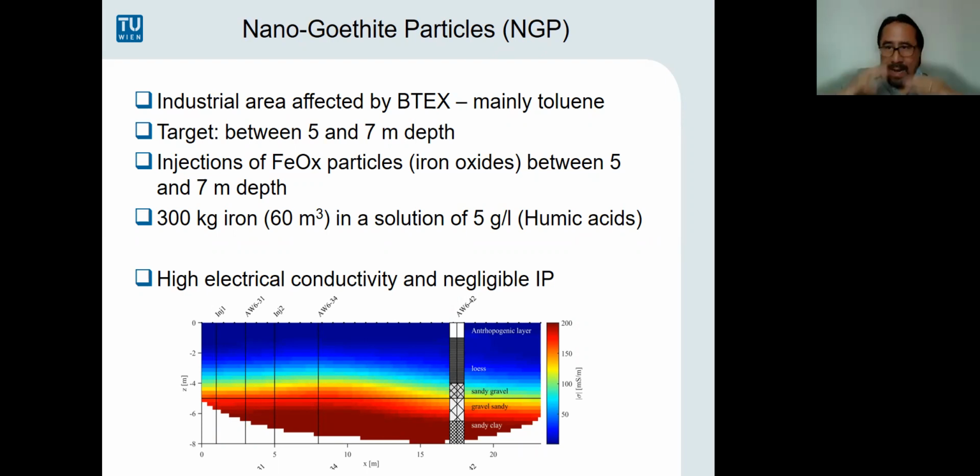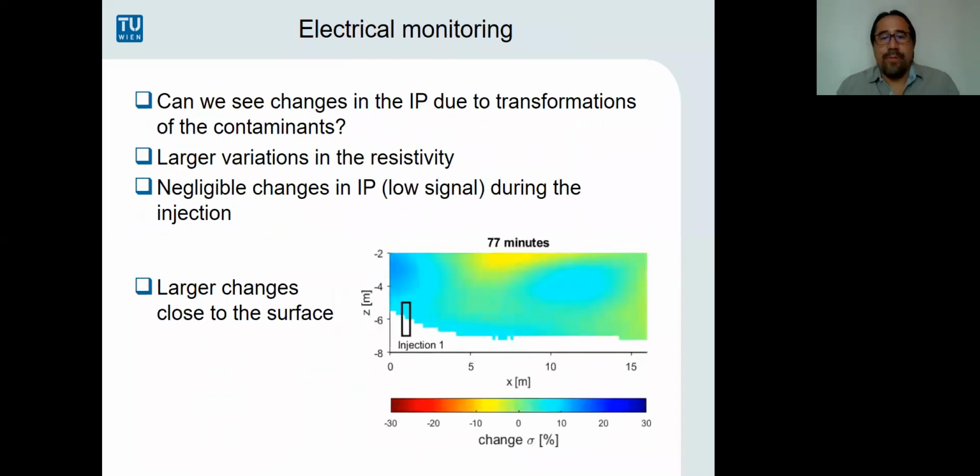We have a high electrical conductivity, still showing some vertical variations in agreement with the lithological changes, but we see a low polarization response, a negligible polarization response. And also we don't expect a huge polarization at the low frequencies due to the goethite particles that we're injecting. Measurements here were performed at 1 Hertz in the frequency domain.